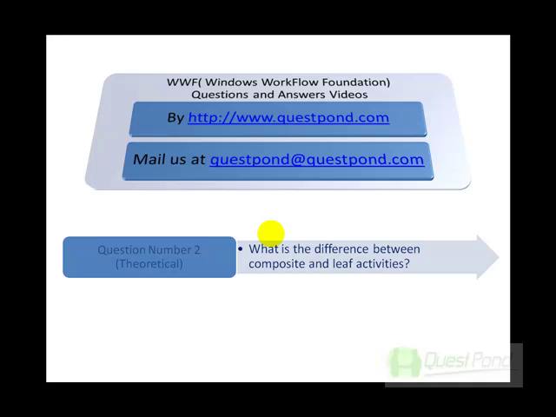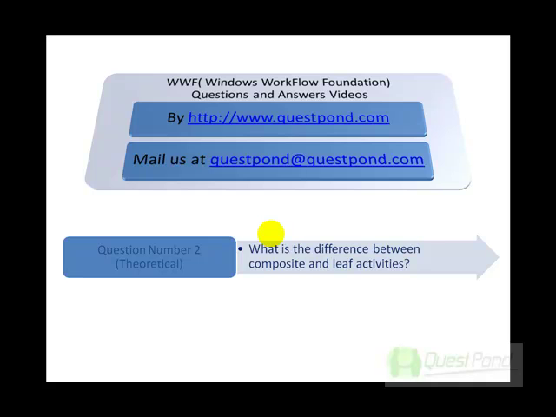So moving ahead with the second question in the WWF questions and answers video series: what is the difference between composite and leaf activities? Now, when we talk about a workflow, it is nothing but a group of activities which are arranged in a logical manner. In other words, a workflow has activities which are executed sequentially, or executed in some kind of logical format.